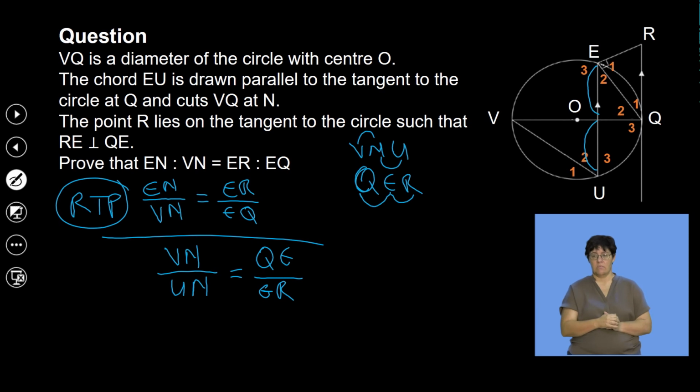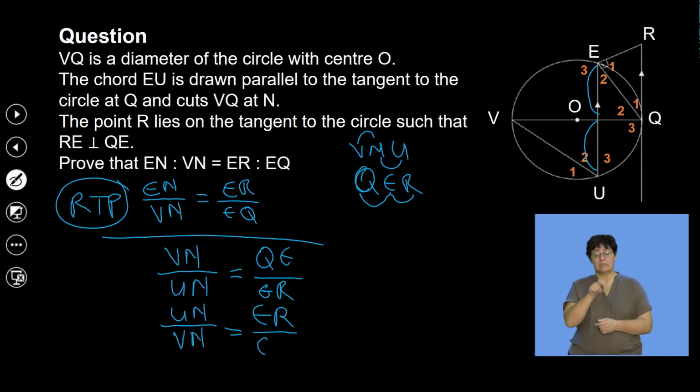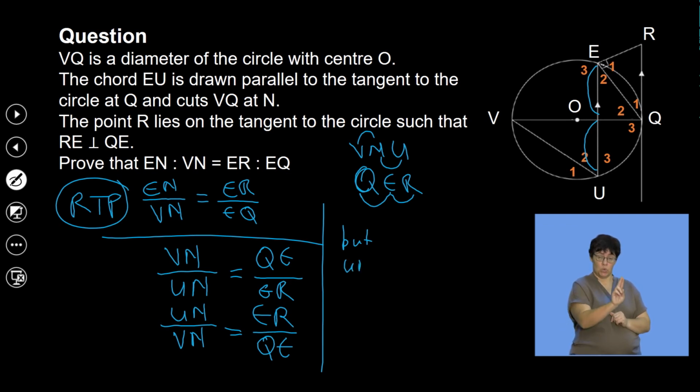And then I can just rewrite this in the order that they want, right? So I will just say UN over VN. Why am I writing it like this? Because my VN is the denominator according to what they want me to prove. This is ER over QE or EQ. I didn't change anything. And then before you can solve this, you will say, but I know that my UN is equal to EN.